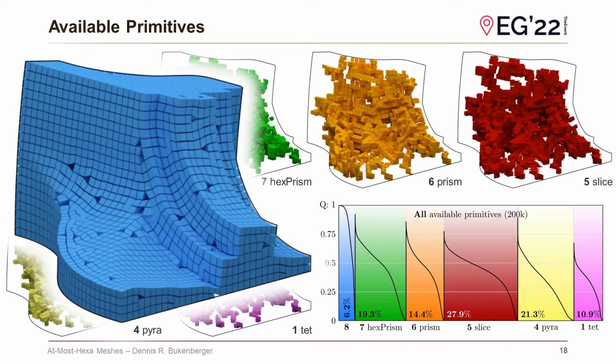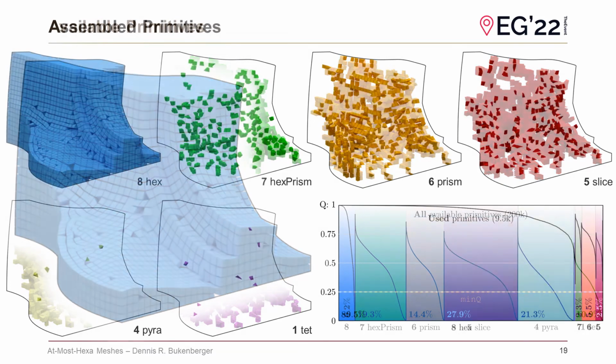Therefore, we can use this collection of primitives, which is sorted as in this diagram. First by primitive type and then primitive quality, shown here as the black curve. So it's basically a priority queue where, if possible, we use the best elements first. Now our assembled mesh looks like this.